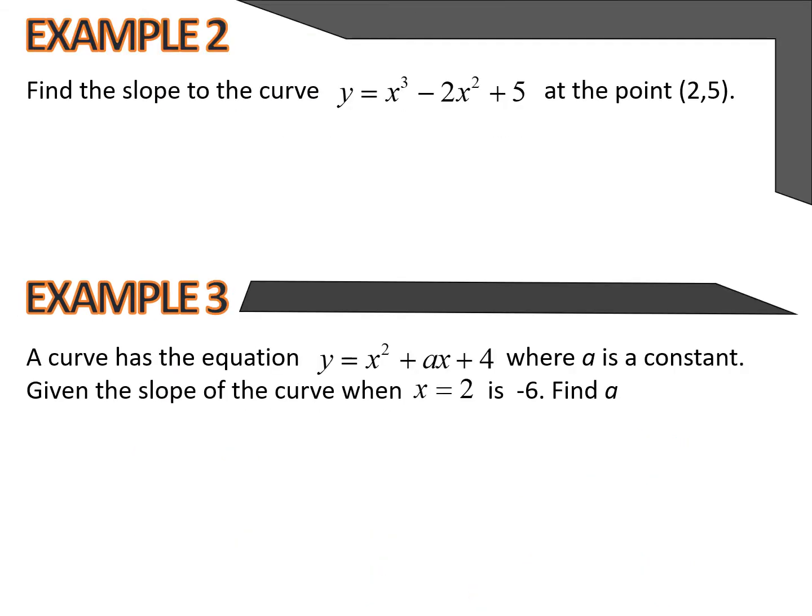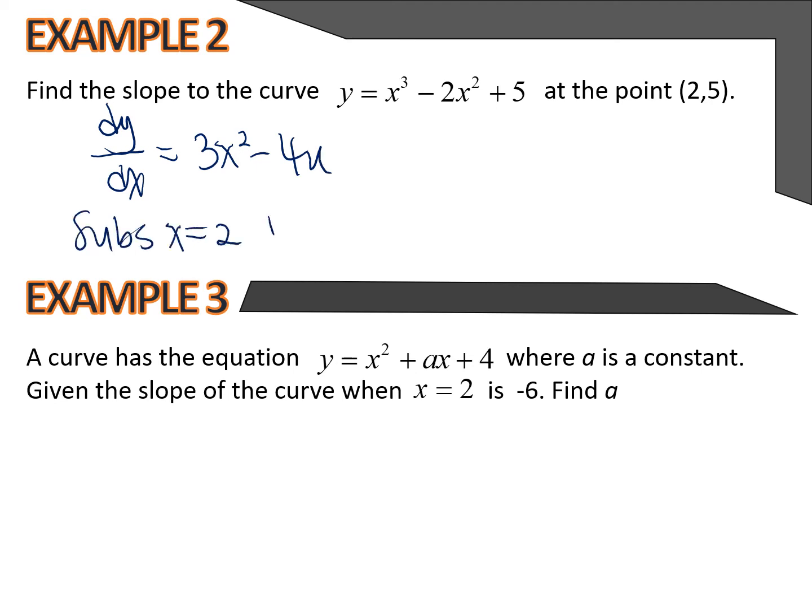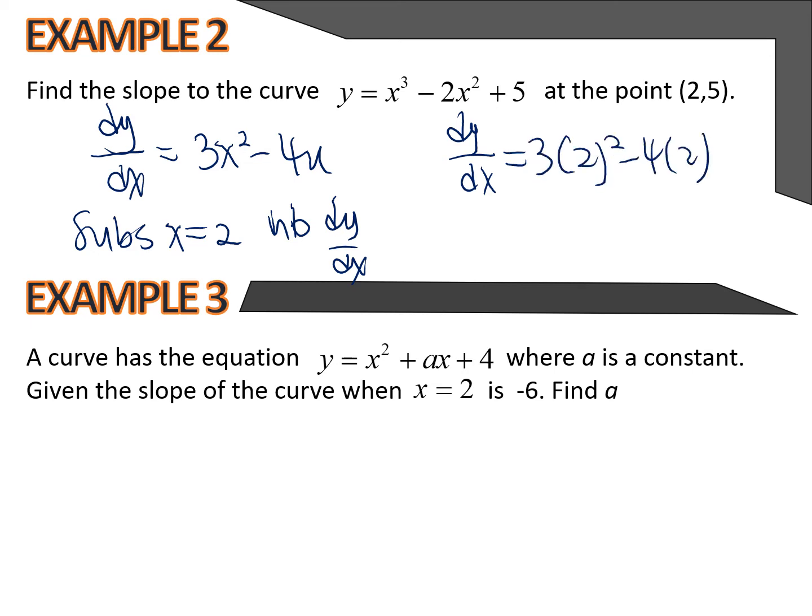Example 2. Find the slope to the curve y equals x cubed minus 2x squared plus 5 at point (2, 5). First, we need to differentiate, dy/dx equals 3x squared minus 4x. And then we substitute x equals 2 into dy/dx. So we will have dy/dx equals 3 times 2 squared minus 4 times 2, which implies 4. So the slope here, or the gradient, equals 4.